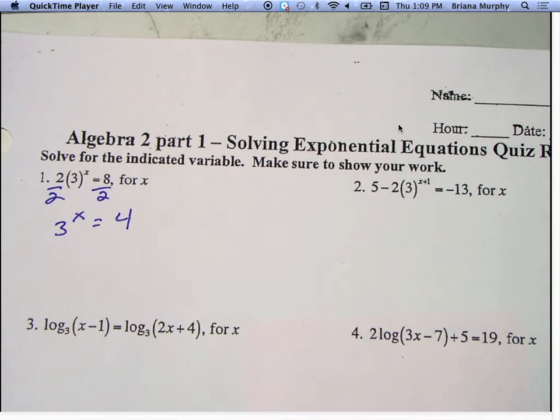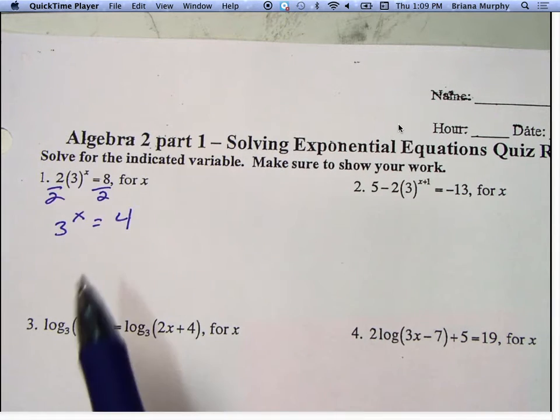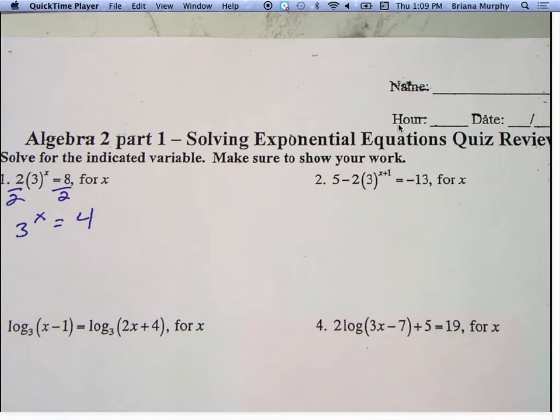Now, if it was like 9, I know that x right away would just be 2, right? But this one's harder. I don't know what number I would have to take 3 to, to get 4. It's not a whole number or a natural number. So the way to undo exponentials is you take the log.